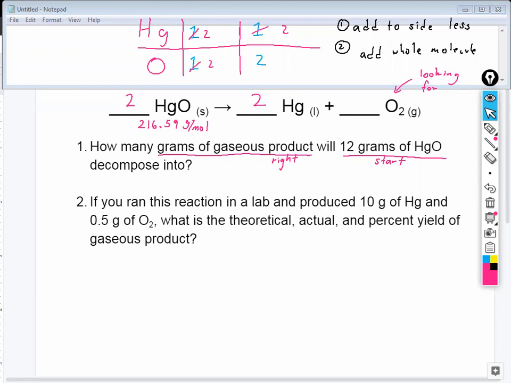Alrighty, guys. So O2 should be really easy, right? How much does one O weigh? 16. So if we have two of them, we just need to multiply that by 2. 16 times 2 is 32. So it's going to be 32 grams per mole. Okay, so that's the molar mass.